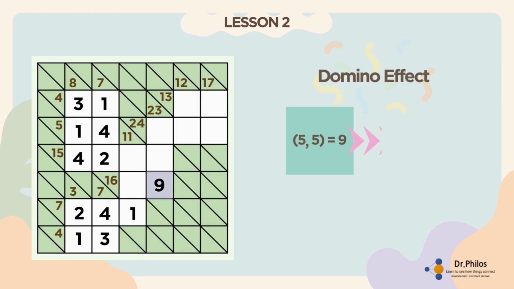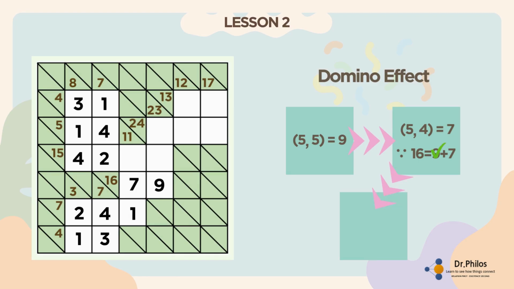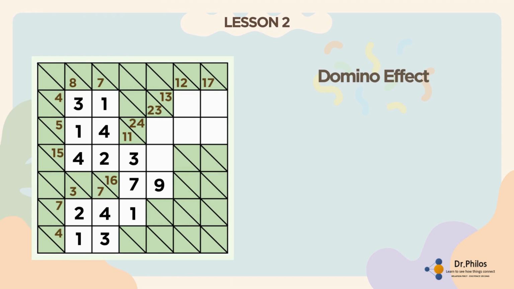5, 4 is 7. Because 16 equals 9 plus 7. And 5, 5 is 9. And next. 4, 4 is 3. Because 11 minus the 7 in 5, 4, and 1 in 6, 4 is 3. What is the next box you can figure out?